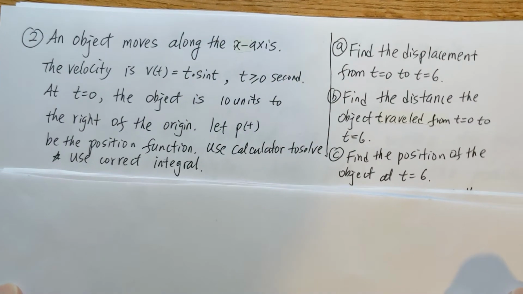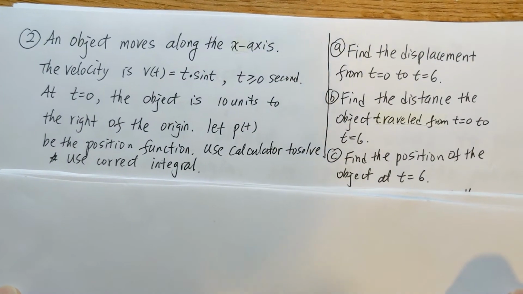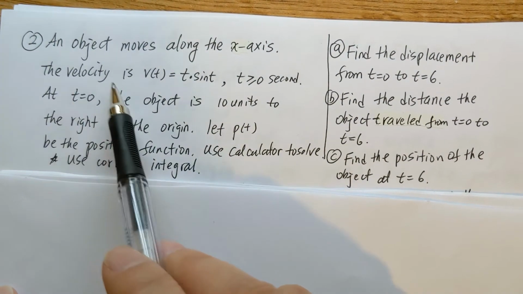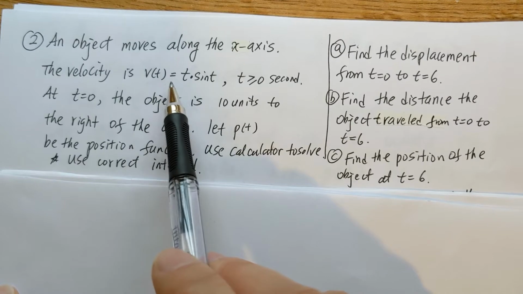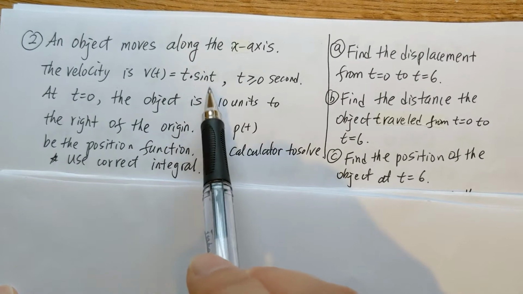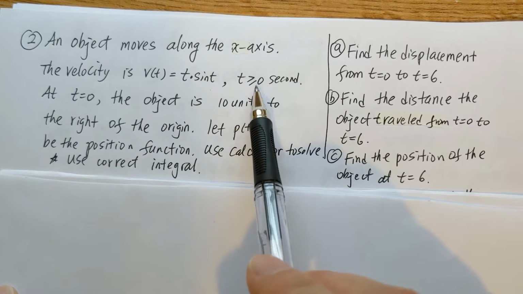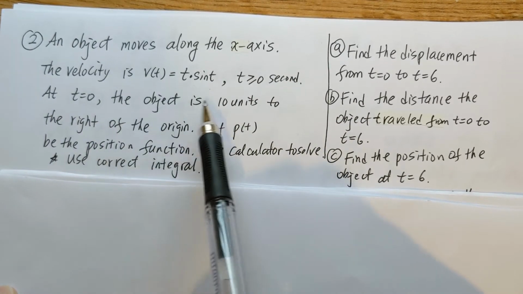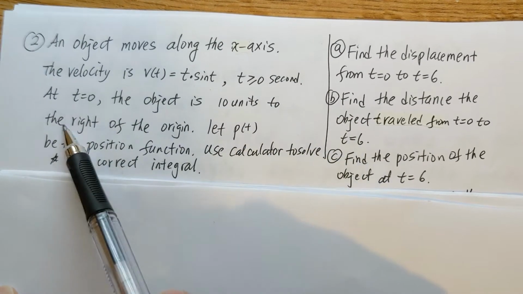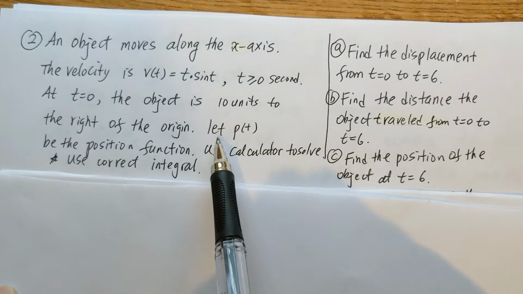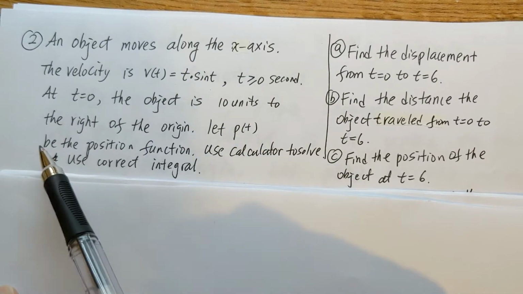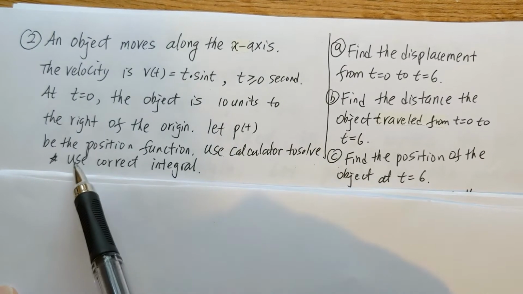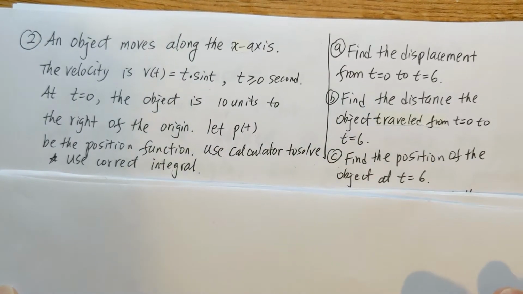Hi, let's take a look at question number 2. An object moves along the x-axis. The velocity is the function v of t equal to t times sine t, and t is greater than or equal to 0 seconds. At t equals 0, the object is 10 units to the right of the origin. So let p of t be the position function. Use calculator to solve. Use correct integral.